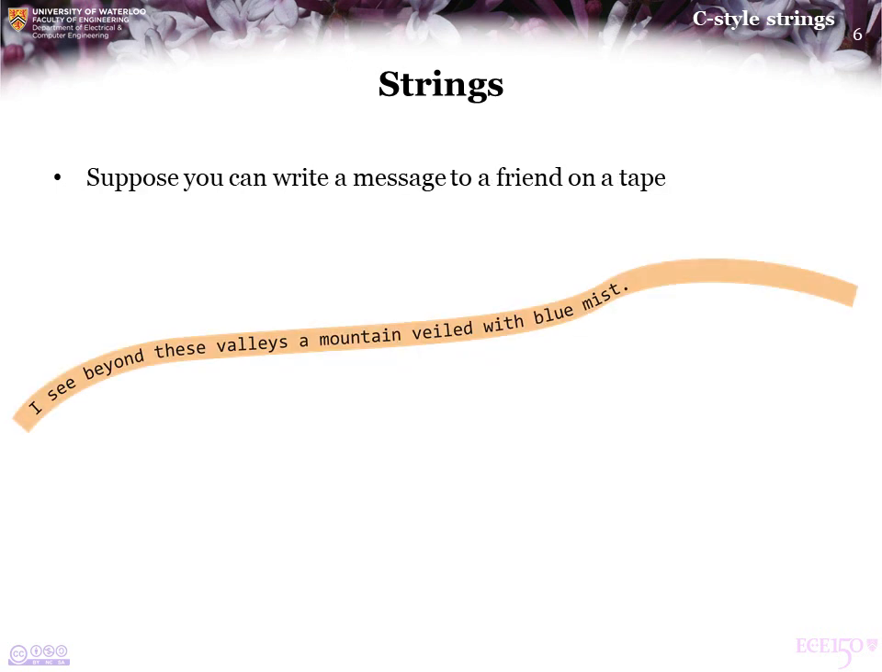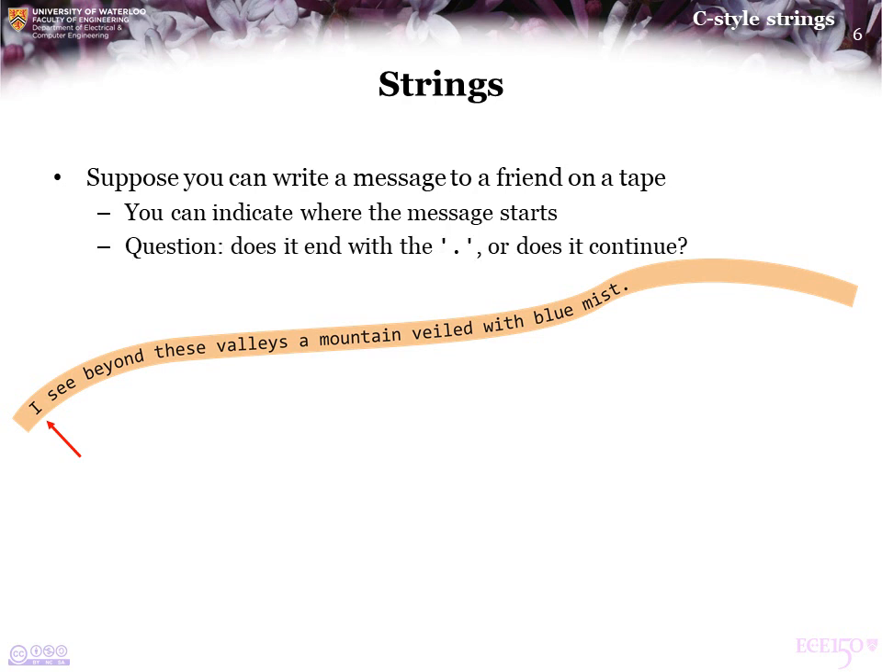Now, suppose you were writing a message to a friend on a piece of tape. You're not allowed to mutilate the tape, and you'd like to pass that message on. You can definitely indicate to your friend where your message starts. But the question is, does it end with a period? That is, is it only one sentence? Or does the message continue after this, maybe perhaps with a number of blank spaces?